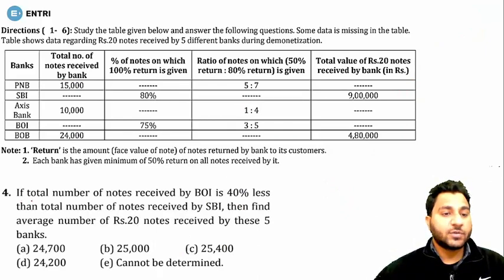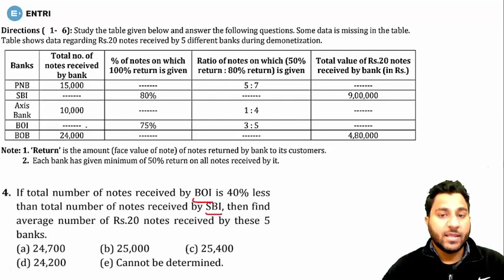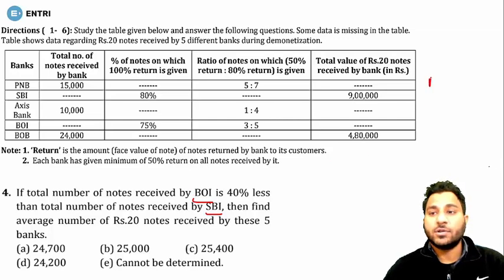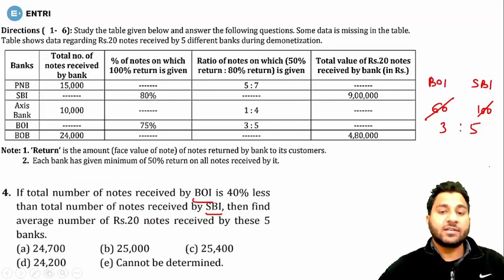Look at the next question. If the total number of notes received by Bank of India is 40% less than the total notes received by SBI. So basically SBI and Bank of India are being compared. If SBI is 100, which means Bank of India will receive 60 notes, which means the ratio will arise as 3:5. Then find the average number of 20 rupees notes received by all these banks.